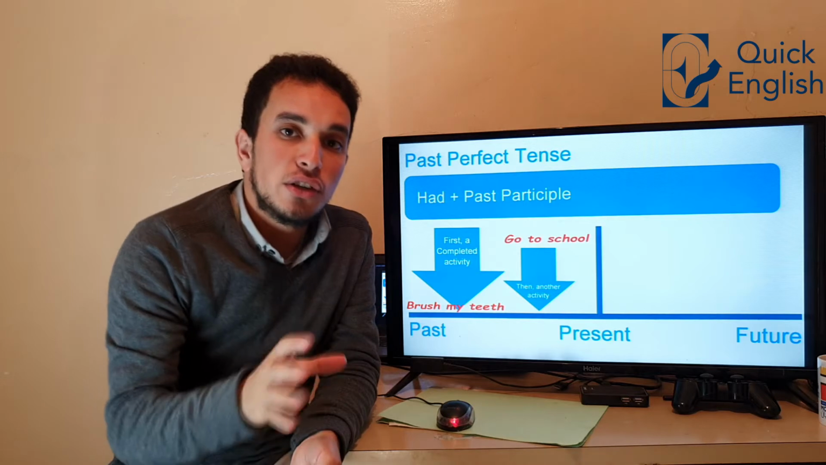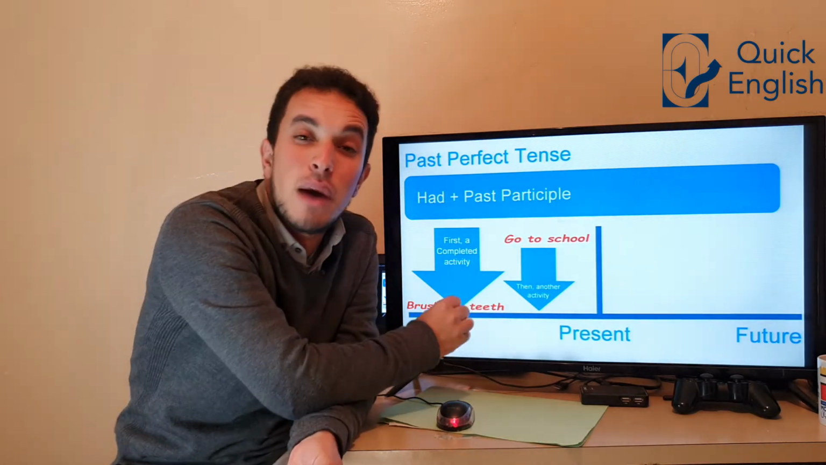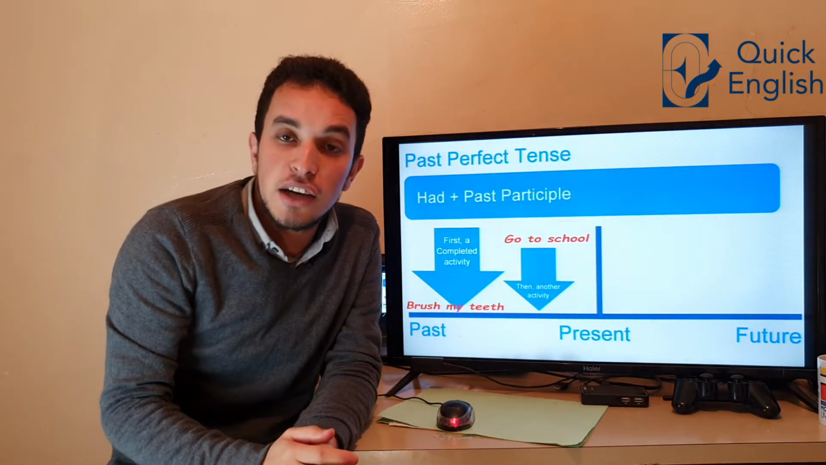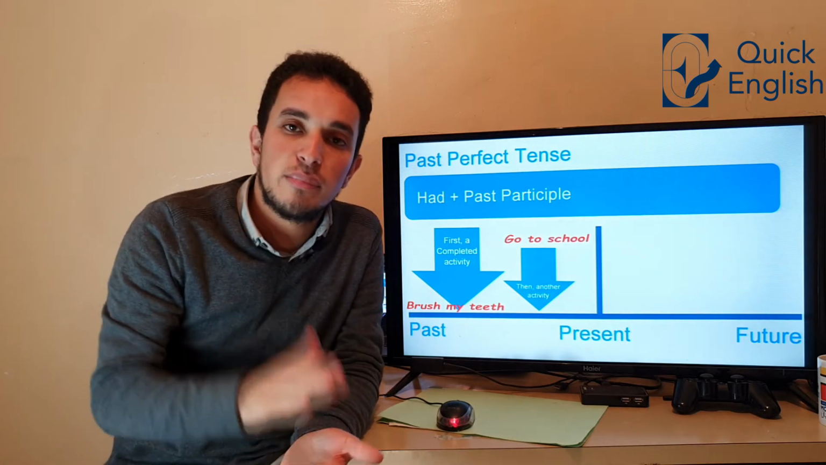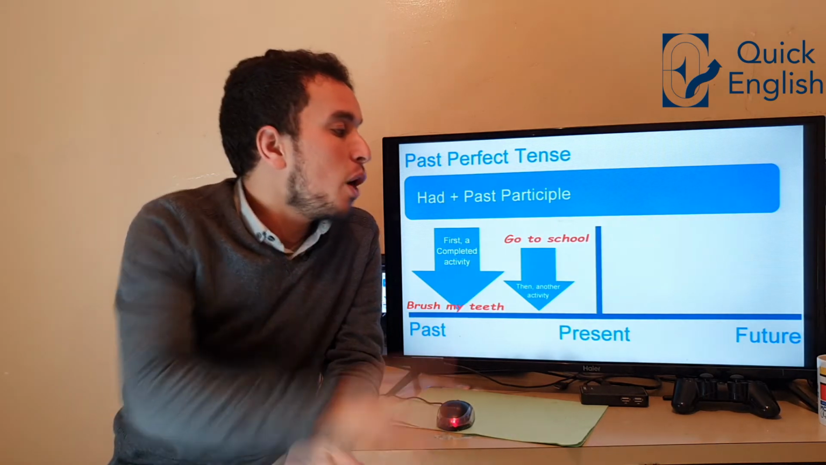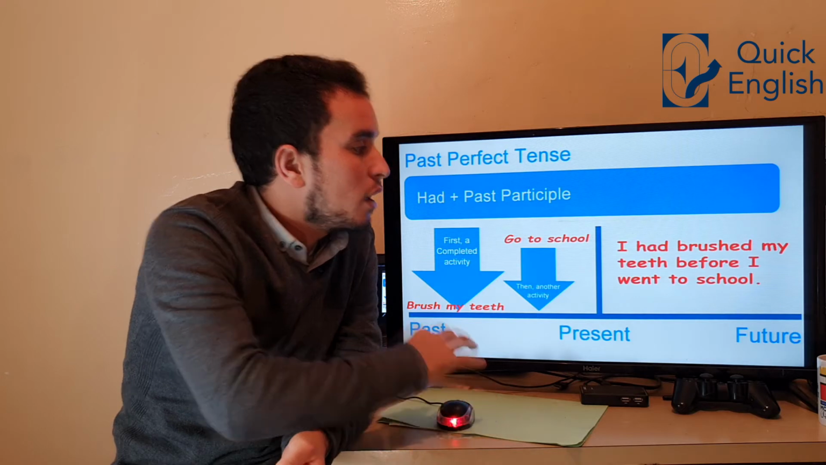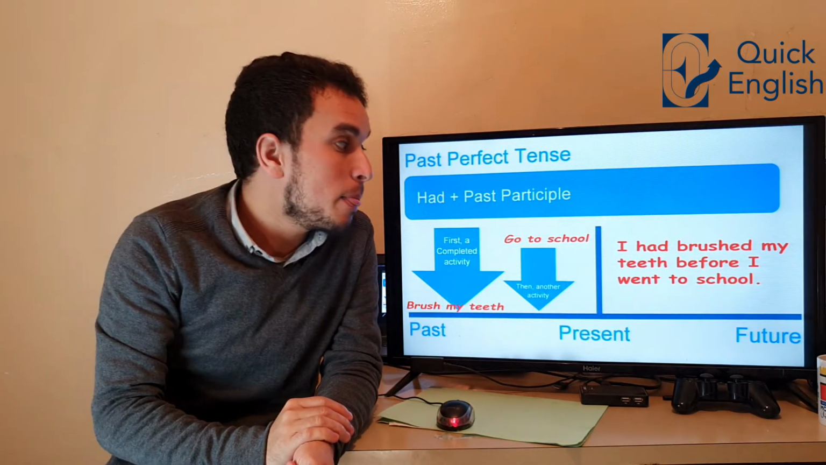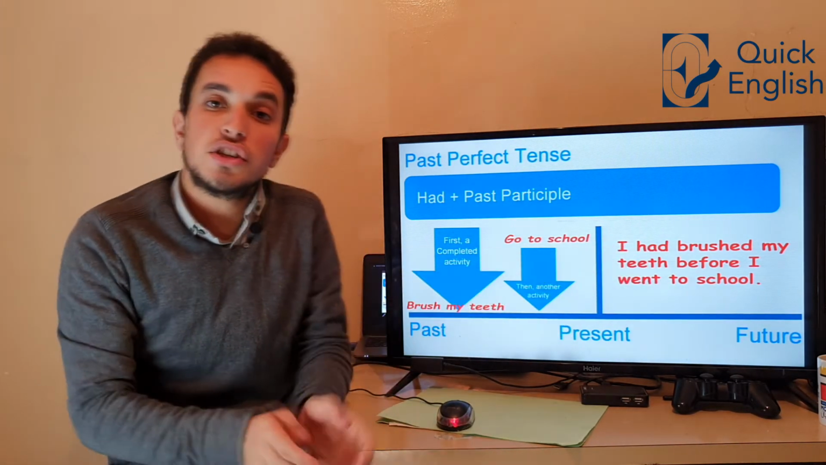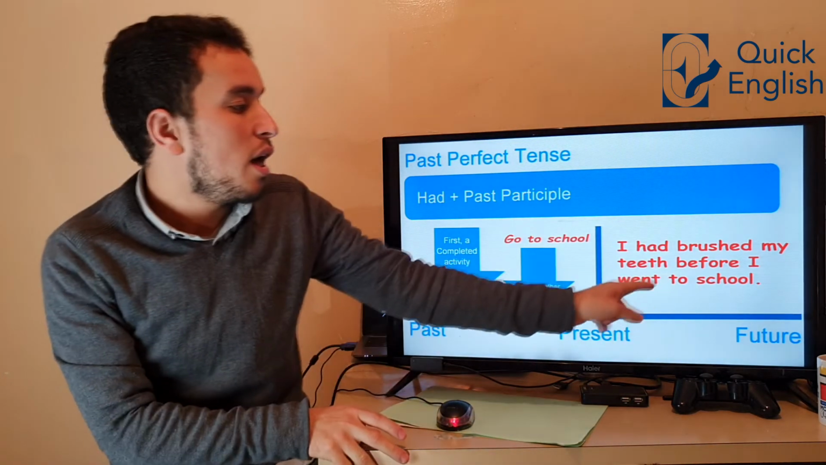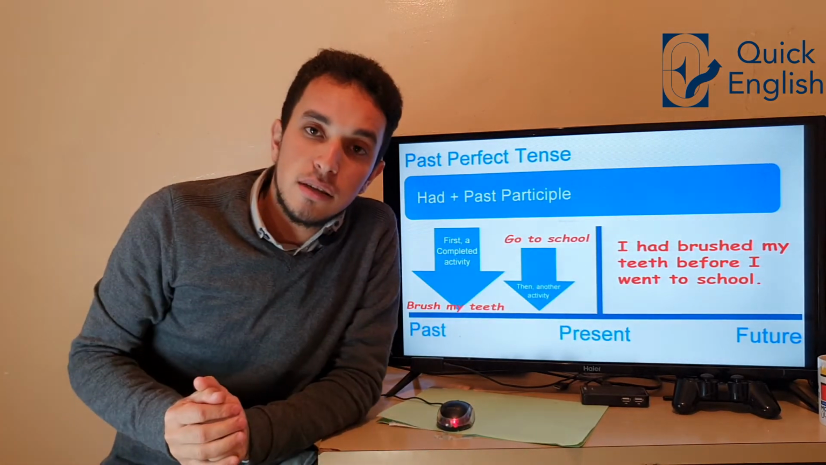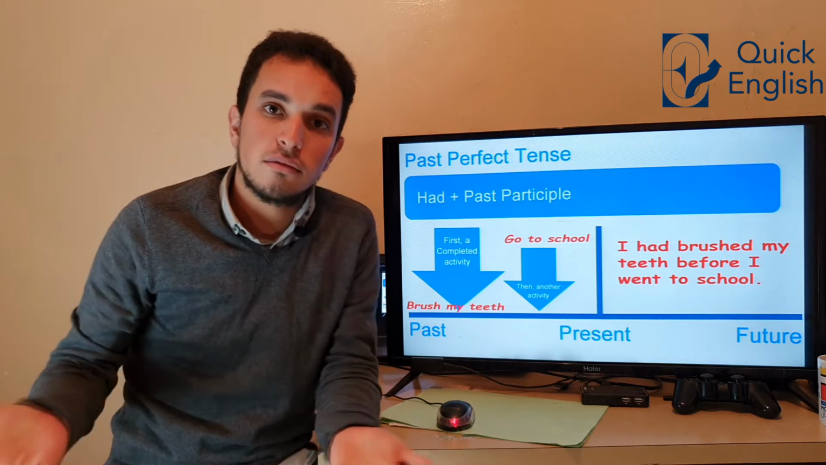Now, the rule says that you need to put the first action that happened in the past into the past perfect tense and the next action in the past simple tense. Of course, you know what the past simple tense is: verb plus ed, or a change of form in the irregular verbs. Now, what do we get? The sentence that we get: I had brushed my teeth before I went to school. As you can see here, we put the verb to brush into the past perfect, had plus past participle, and then we used before, because I did the action before, and then the past simple of the verb to go, which is went. Very simple, I guess.